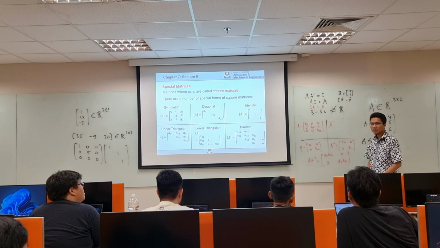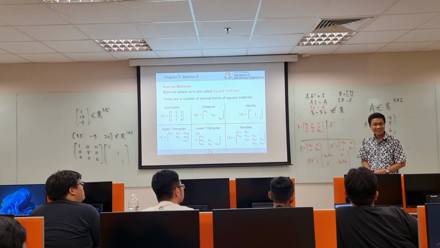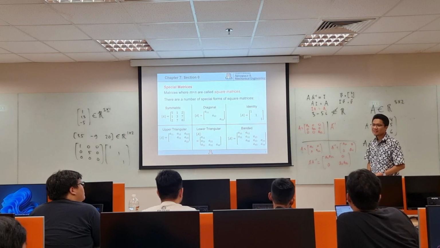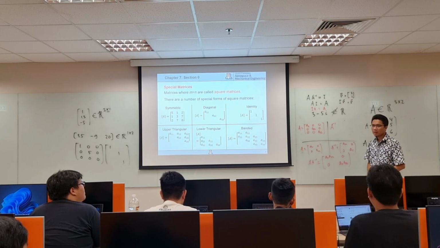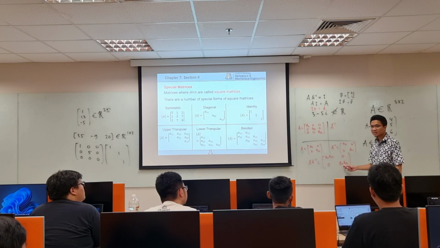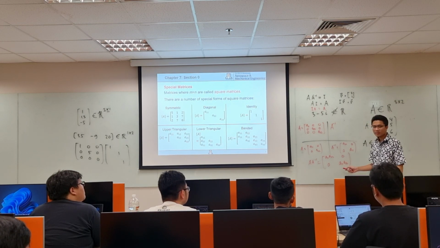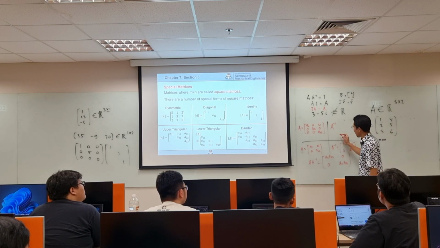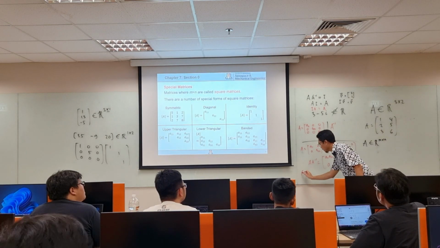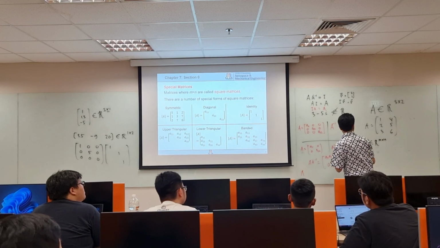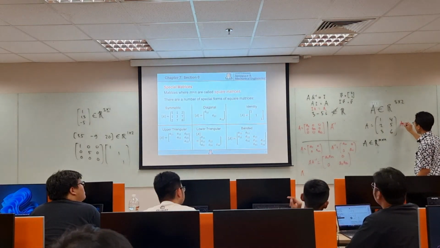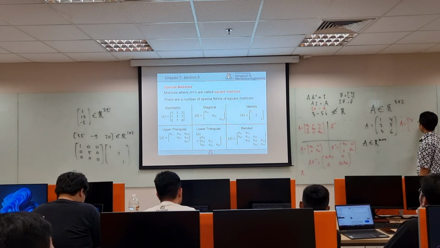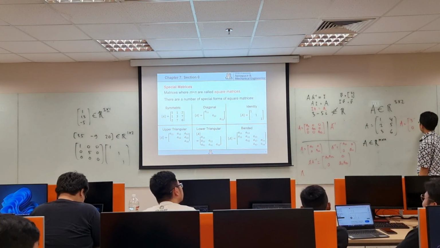No. Maybe. What do you say? Maybe. Why? Is this 1 and 1? No. If I have the A in here, 2 by 2, let me put it here. If the A is 3, 0, 0, and this is 7.